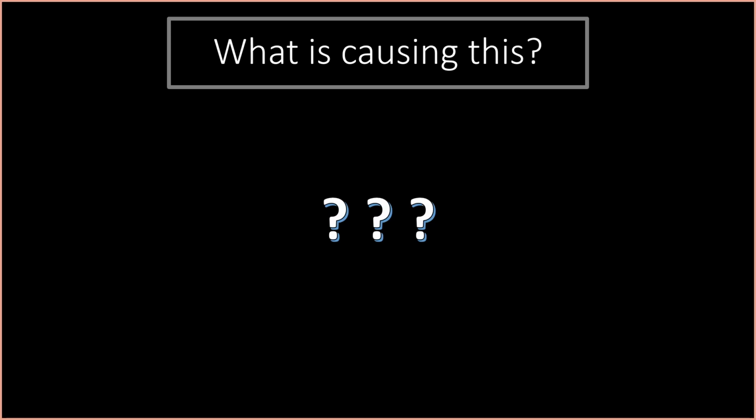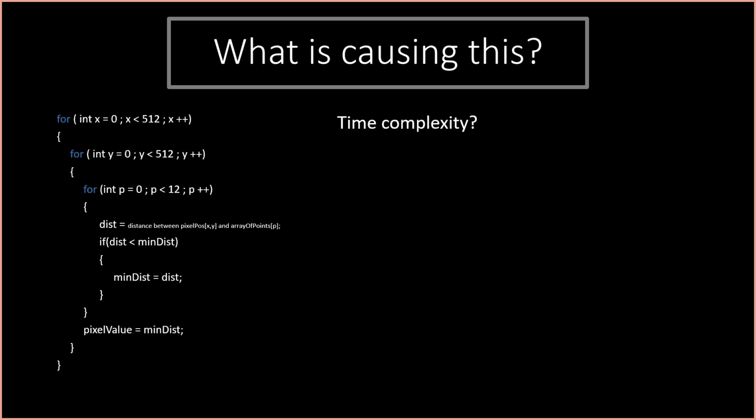Let's analyze what we had and see where the root of the problem is. First off, what is the time complexity of this nested for loop? We have 3 layers of for loop, which will give a time complexity of O(n cubed), which is not very optimal. Next, we can find out how many calculations are being done in a single frame.